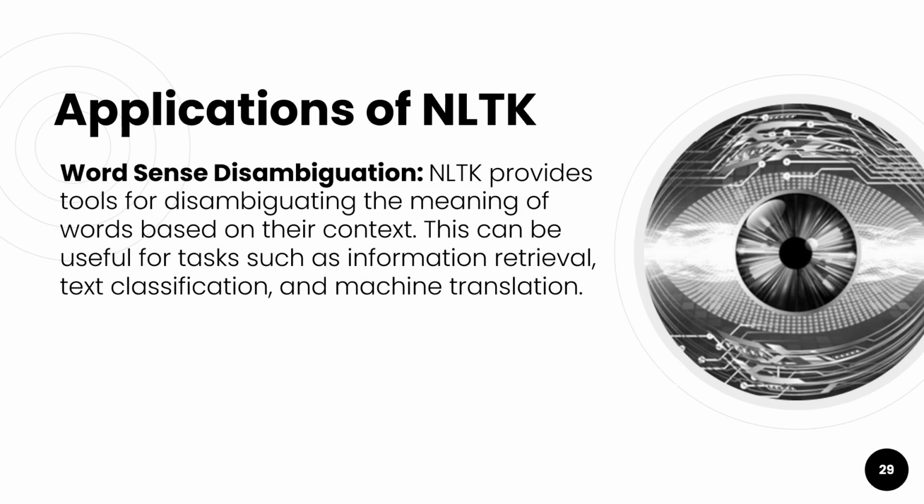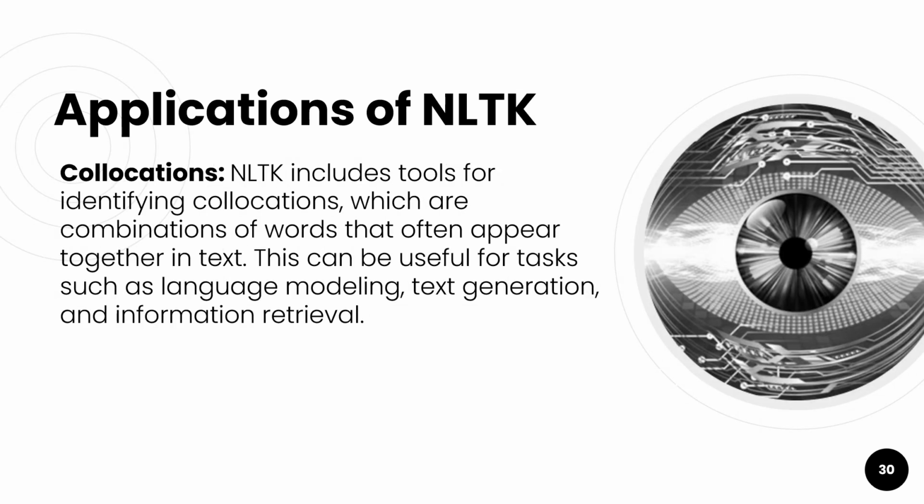And a few more applications of NLTK are word sense disambiguation, collocations, chunking, and dependency parsing. Word sense disambiguation provides the meaning of words based on their context. This can be used for tasks such as information retrieval, text classification, and machine translation. Collocations involve identifying combinations of words that appear together in a text, where the group of words together makes sense. It can be useful for tasks such as language modeling and text generation.